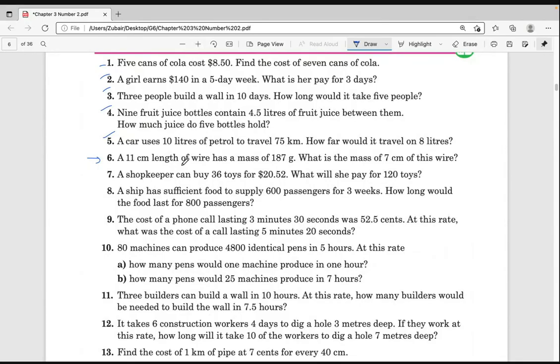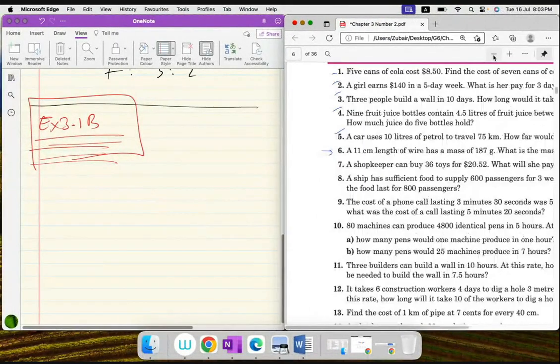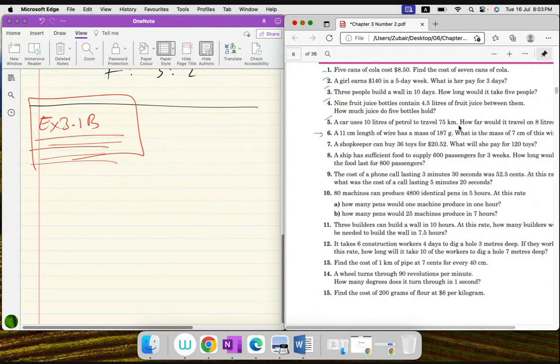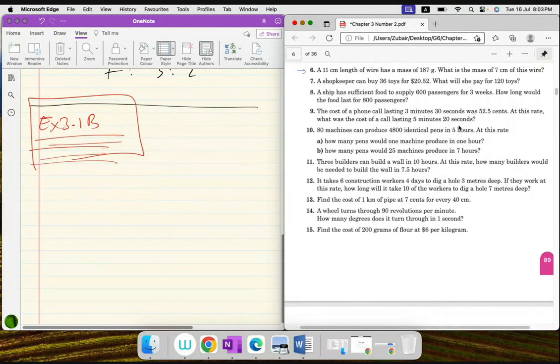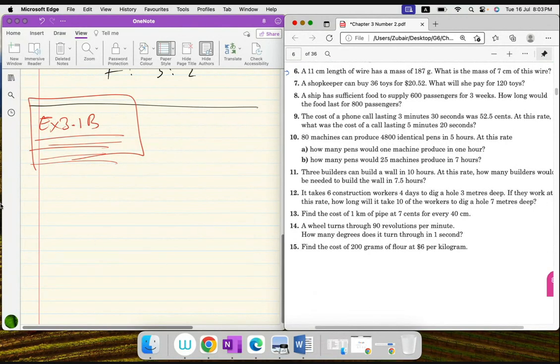An 11 centimeter length of wire has a mass of 187 grams. What is the mass of 7 centimeters of this wire? We'll divide 187 by 11 and we'll get 17, and we'll multiply 17 with the 7 and we'll get 119 grams.